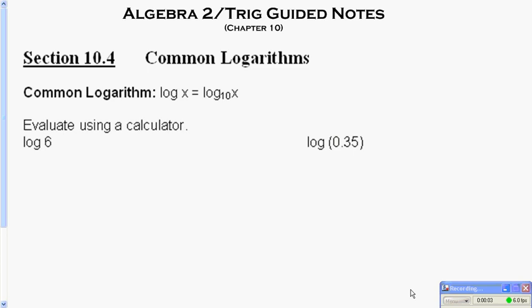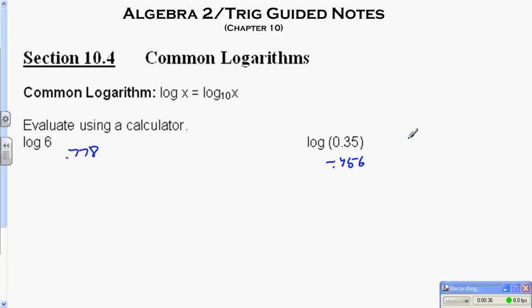Lesson 10.4, Common Logarithms. If you use your calculators to take the log of 6, it would give you approximately 0.778. Take the log of 0.35, you get negative 0.456. We talked about how we have, all of a sudden, how can we have a negative power?